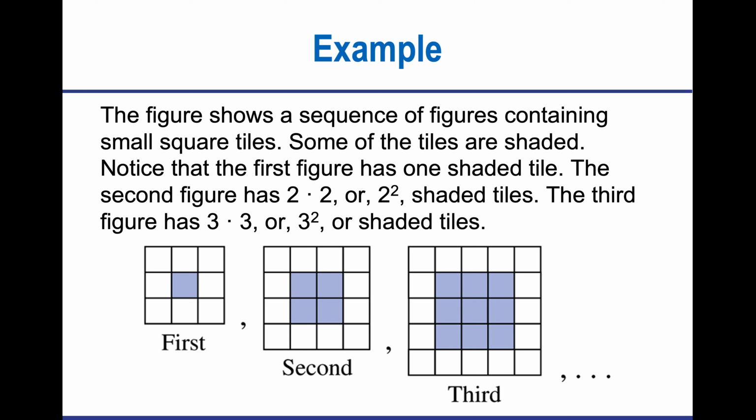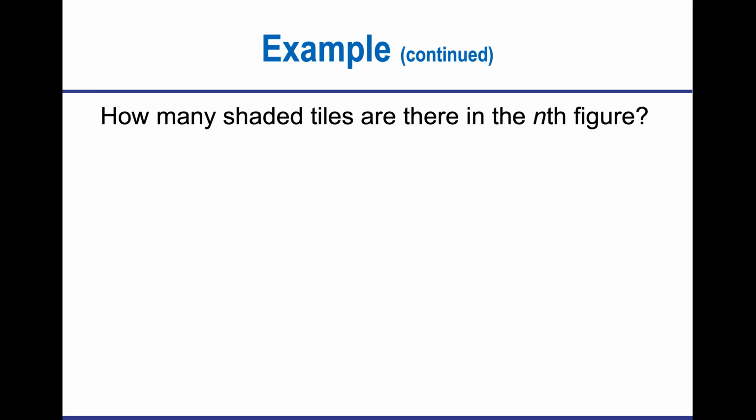Here I have an example, and I like this example because I've got these shaded tiles. And so if I'm looking at what's happened with these shaded tiles, it looks like there's something going on here that's exponential. Because I have 1, and then I have 2 squared is 4, and 3 squared is 9. So that's kind of triggering what's happening there.